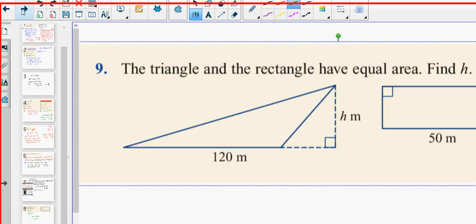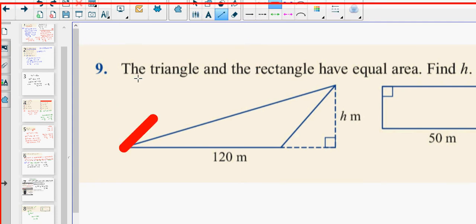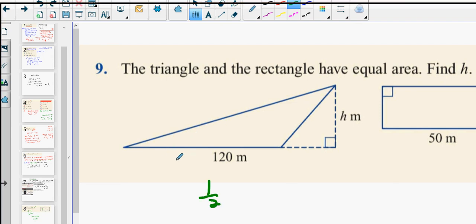Now once again, over here, it's a half base times height. In this case, it's actually not half a rectangle, would you agree it's half a parallelogram? And how do you get the size of a parallelogram usually? The base times the height. So it's a half the base times the height for the triangle. So a half 120 times h. So what's half 120 times h?